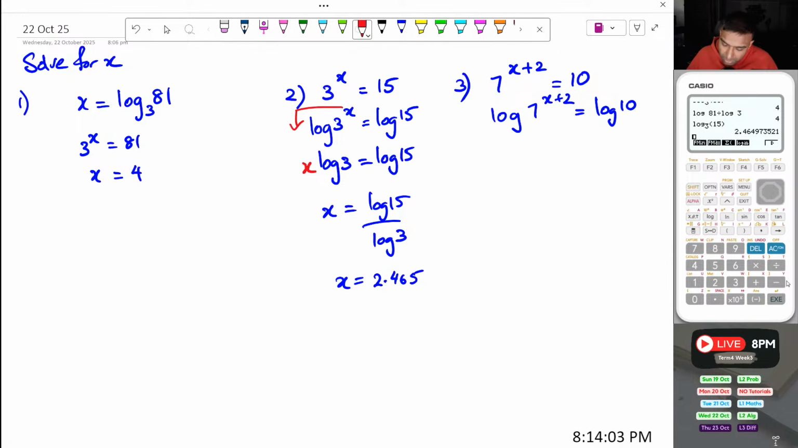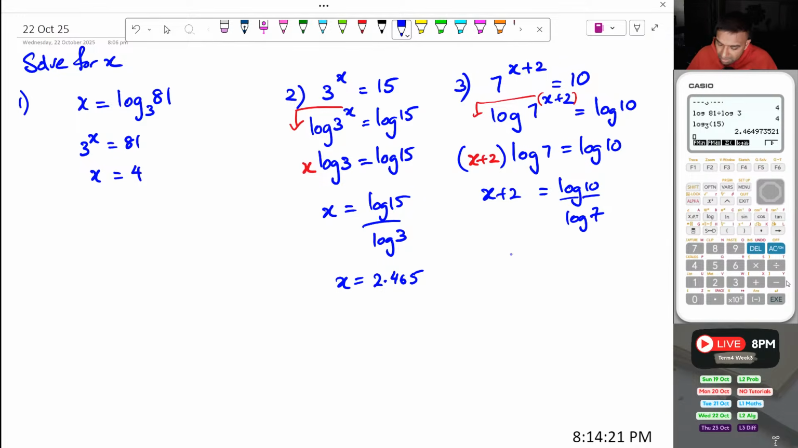So we take logs of both sides. And once again, we're going to take the entire power and bring it to the front. So that's going to become x plus 2 multiplied by log 7 equals log 10. So then we can say x plus 2 equals log 10 divided by log 7. And then x is equal to log 10 divided by log 7 minus 2.